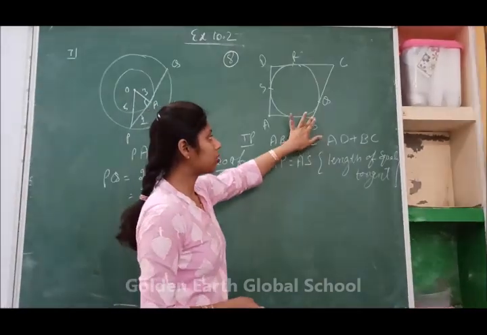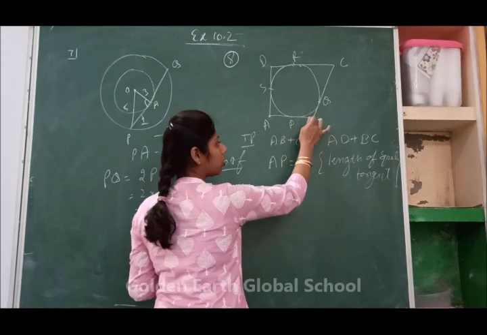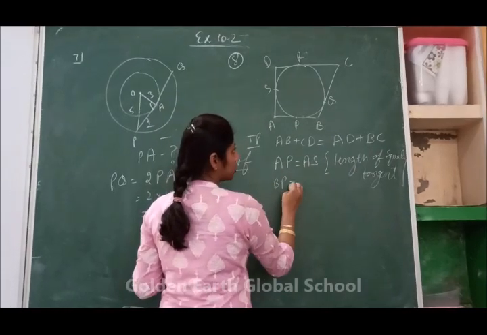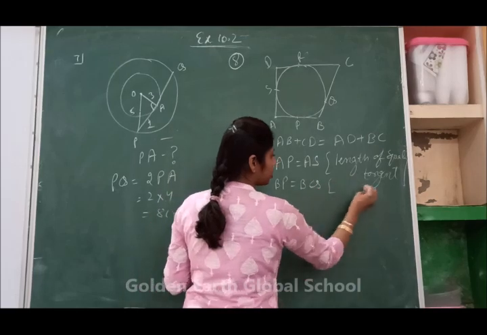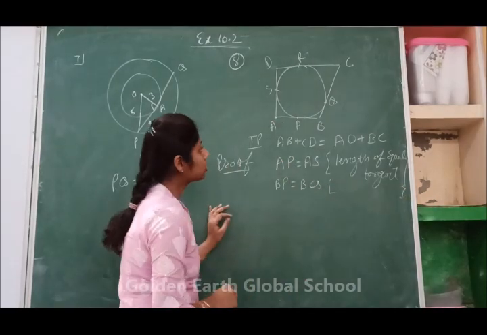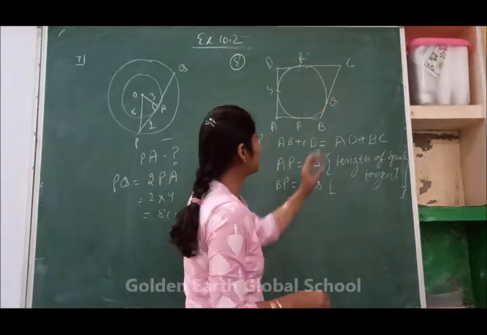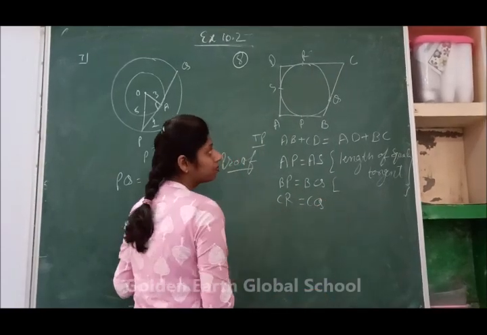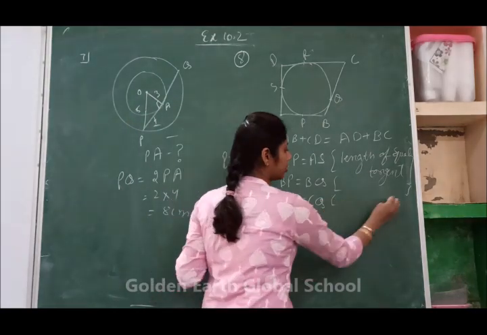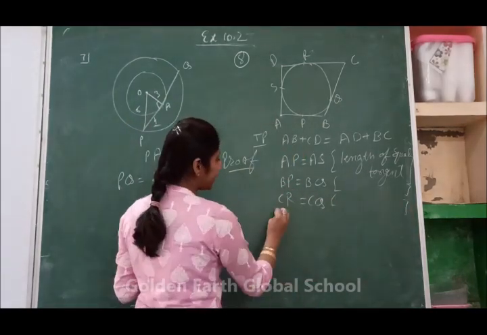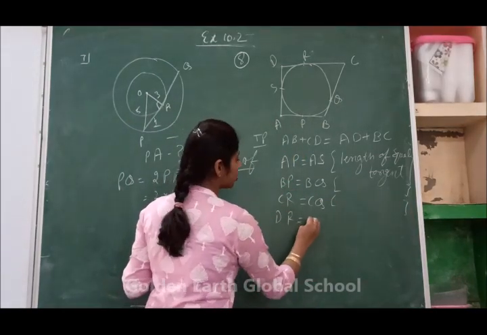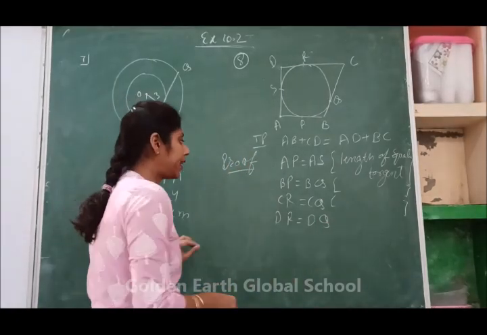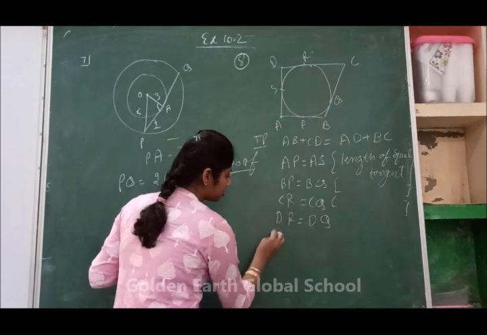Now B is also an external point. So from B also two tangents are drawn. So BP is equal to BQ. Same reason, length of tangent. Similarly, C is an outer point. So CR is equal to CQ. Length of tangent. From point D, DR is equal to DS. Again, length of tangent. Now add all the four equations.